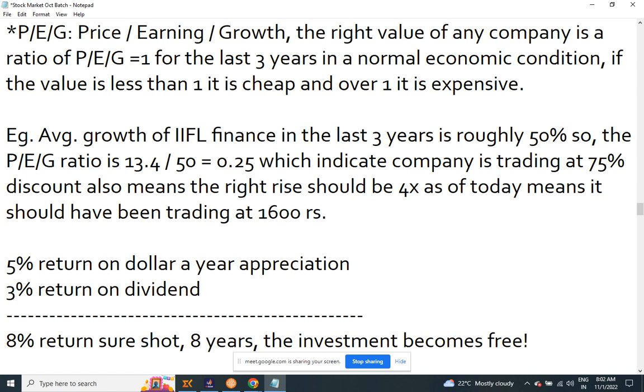Can you believe it? For 8 years, if you continuously remain invested in these companies with the compounding effect, because first year you get 8%, next year on 8% you get 8%. The dollar from here at 80 may become 84, next year from 84 you have to take 5%.